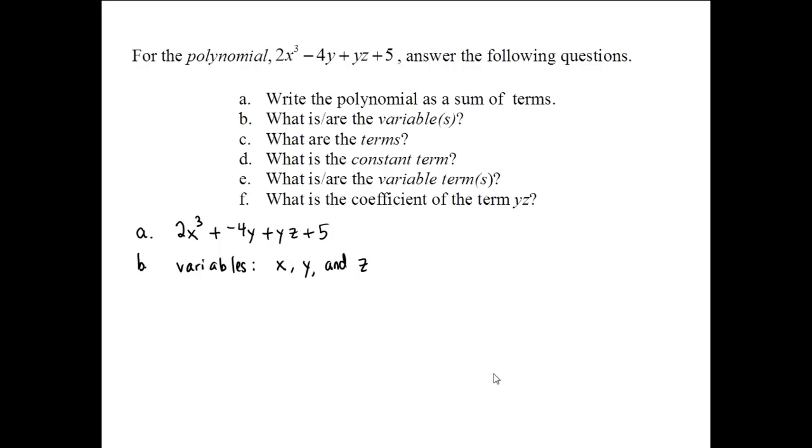Question C. What are the terms? A term is an added or subtracted quantity. Plus signs or minus signs, in our case plus signs, separate one term from another. So 2x to the third, that's one term. Negative 4y is another term. Yz is another term. And 5 is the last term.